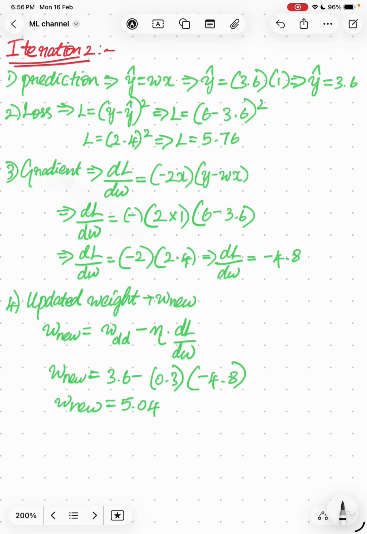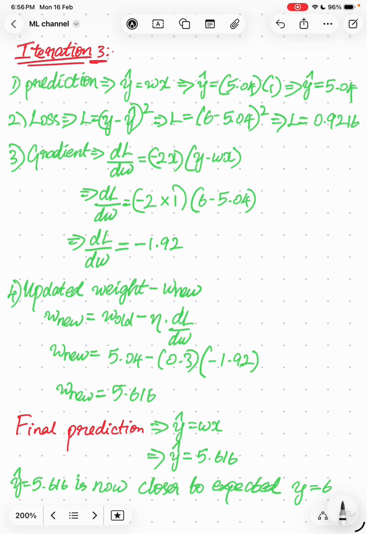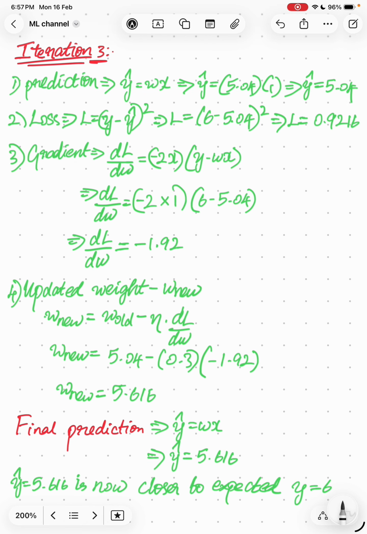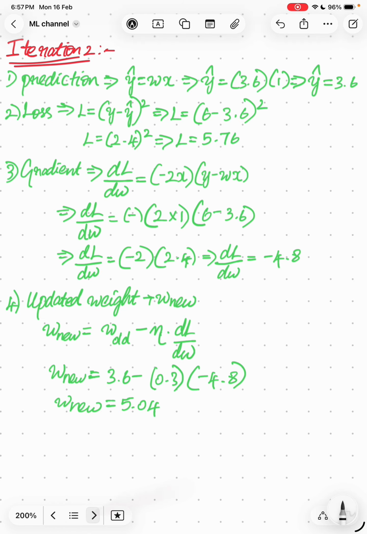And now we will calculate the gradient. We will substitute all the respective values, and the gradient now becomes minus 4.8. We will now substitute the value of gradient and the old weight in the gradient descent formula to calculate the new weight, whose value is 5.04. We will go back to iteration 3. In iteration 3, in the same way, we will predict using the new weight, which is 5.04. The new prediction is 5.04. We are calculating the loss. Loss is 0.9216, which has significantly decreased from the previous loss, and the gradient is minus 1.92.